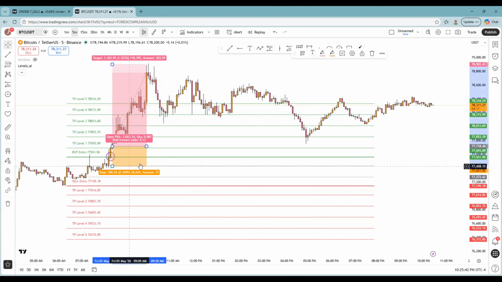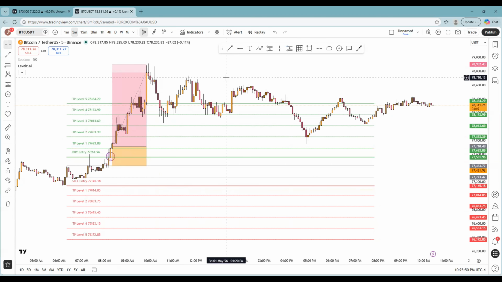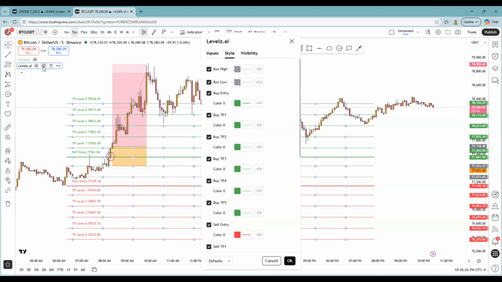Even if you set a tight stop loss, you can see here that it never actually went into drawdown. You didn't have any drawdown at all whatsoever. It was pretty precise, to be completely honest with you. It was very precise. So let's go to the settings.